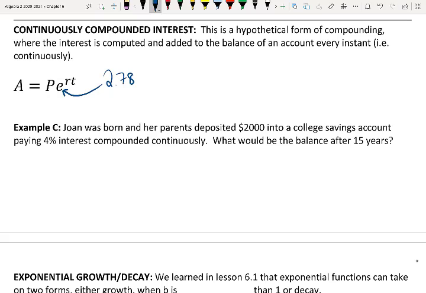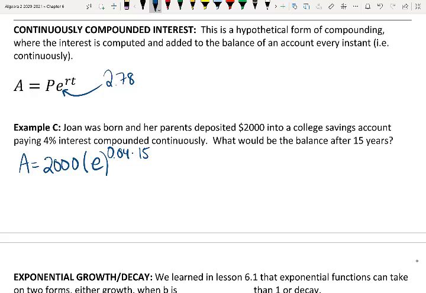So, for example, see here, Joan was born and her parents deposited $2,000 into a savings account, paying 4% interest, compounded continuously. We're trying to figure out when she turns 15, how much money is she going to have in her account? If she's starting to look at colleges now in her freshman year, how much money has she got to work with? So in this problem, again, I'm just going to plug in stuff we know. My principal investment is that $2,000 times E to the, our growth rate is 0.04 when we put that into a decimal, times 15th power.